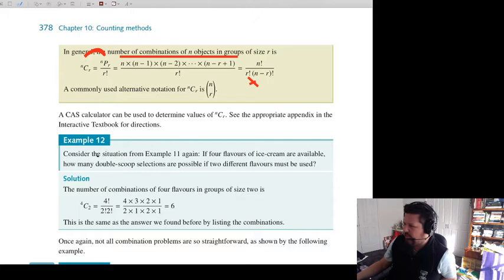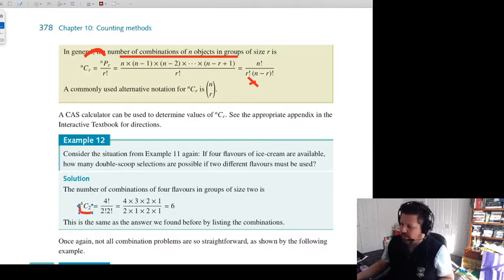Oh, it's the ice creams are back. It says here, consider the situation from example number 11 again. If the 4 flavors of ice cream are available, how many double scoop selections are possible if 2 different flavors must be used? Okay, so here we've got 4 different choices as the n value. There are n objects, 4 different flavors, and a size of 2 has to be chosen, so the R value is 2. Now you could just plug this into your calculator and do 4C2. It will tell you it's 6.